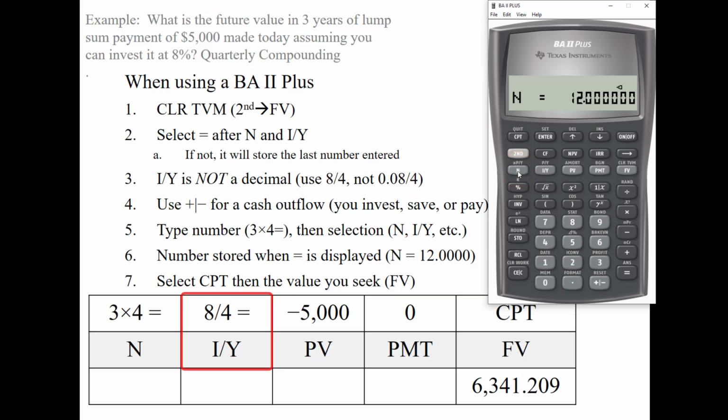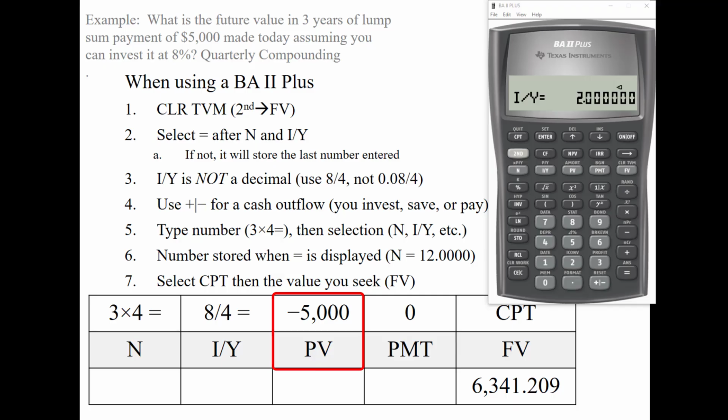Our interest rate, or IY, or yield, is going to be 8% per year, but it's going to be quarterly compounding, so we need to divide by 4. So I'll type in 8 divided by 4 equals, and then hit IY. And again, if we do not hit the equal sign, what will happen is the calculator will store the last value you entered. So anytime we're making a calculation like this for a periodic term or rate, we need to make sure that we hit the equal sign. If not, it'll store the wrong number. So I'll hit equals and then IY.